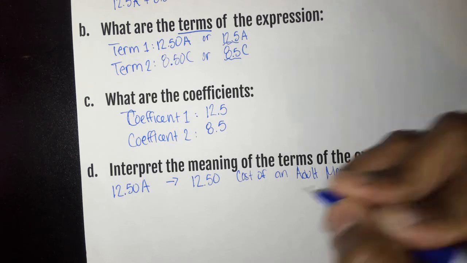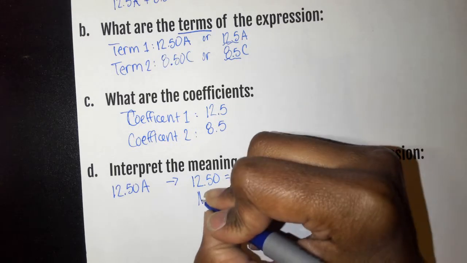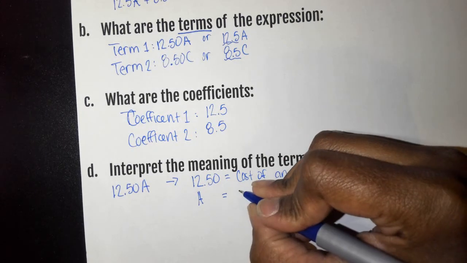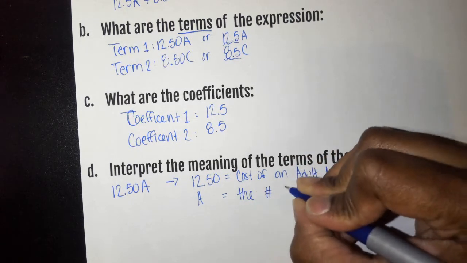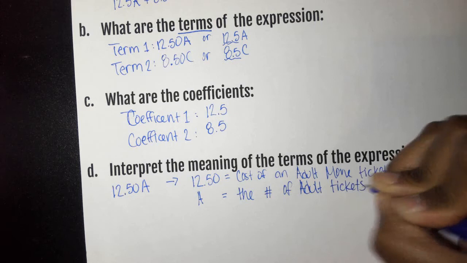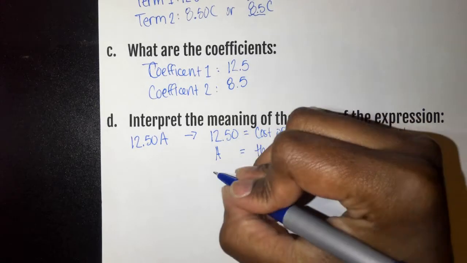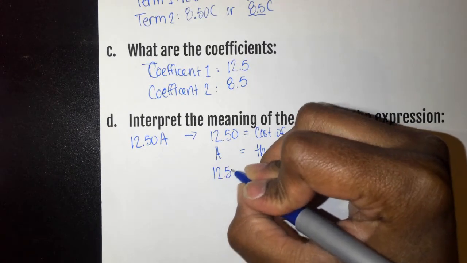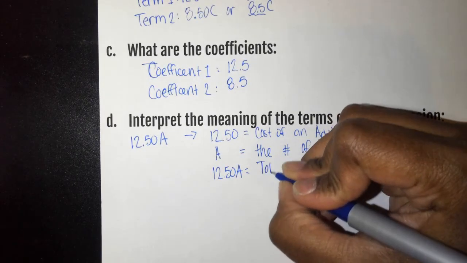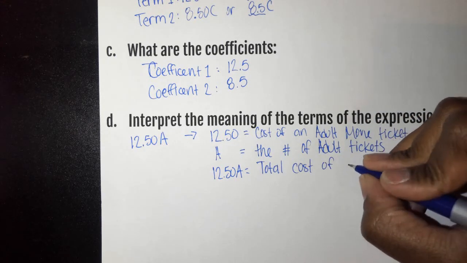So $12.50 is the cost of the adult movie ticket. A is the number of adult tickets. So then that means our entire term, 12.50A, is the total cost of adult tickets, of all adult tickets, I should say.